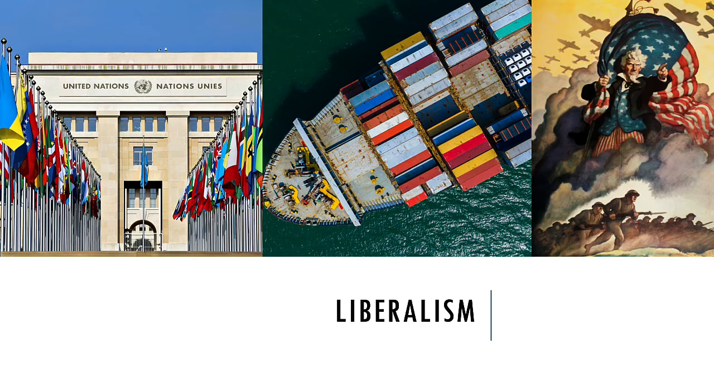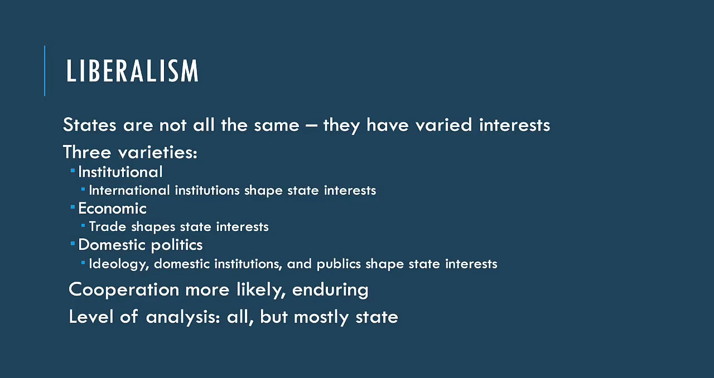The second main theory of international relations is liberalism. Liberalism is a much broader theory than realism and has three main varieties: liberal institutionalism, economic liberalism, and foreign policy formulation. Combined, all three varieties assume that states are actually not all the same, that security maximization is not the sole goal of all actors in the international system.